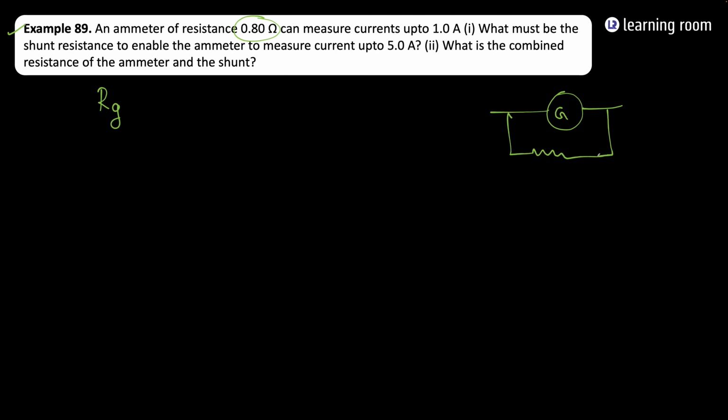Why are we doing it? Because this resistance is going to be a very less value. When this resistance is very less, it is approximated. The whole device can be approximated to ammeter itself.